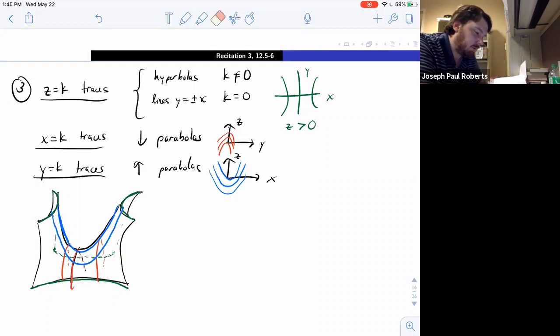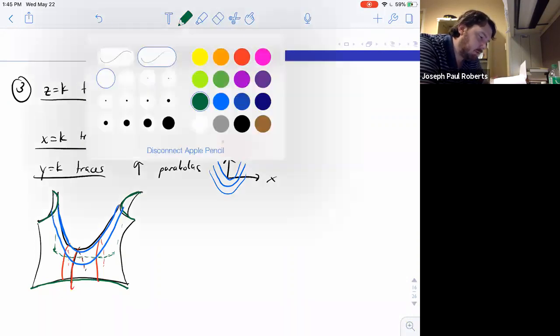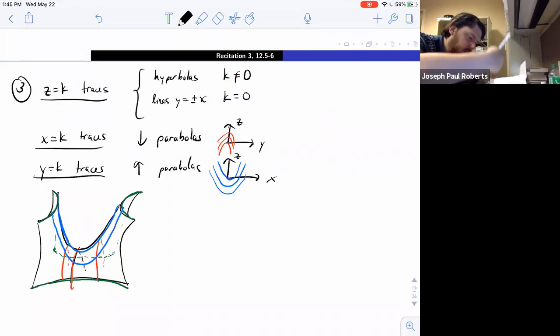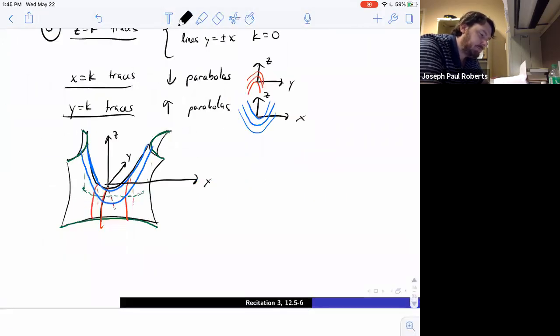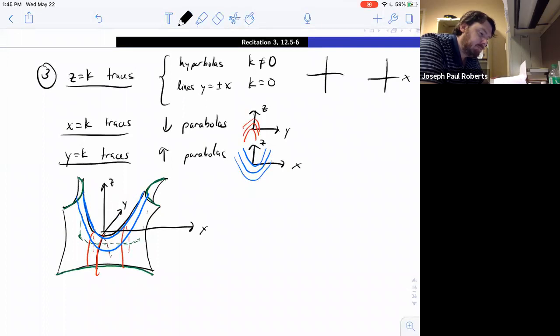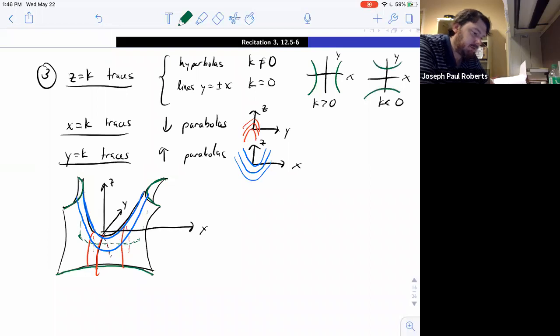Oh, wait, so I should be careful now. Which one is which? Where are my axes? So my y traces, okay, so y should be going into the page, x should be going along the page, and then z should be up. And so, situation here, if k is positive, yeah, it's left-right hyperbolas. K negative is up-down as far as that perspective.